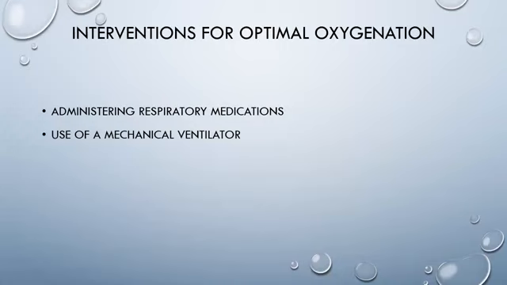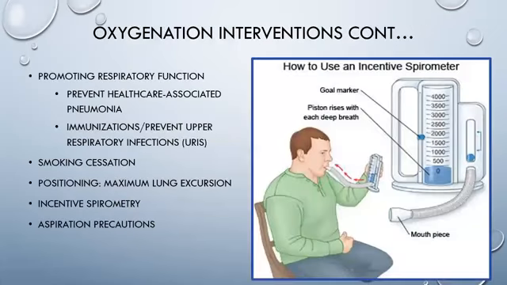Same kind of thing. And then use of a mechanical ventilator, that's another intervention we could use. So a mechanical ventilator is a machine that assists a patient to breathe. Usually the patient is intubated before being placed on the ventilator. An endotracheal tube or a tracheostomy tube is connected to oxygen tubing, and that kind of thing. Okay, so we'll talk a little bit more about those tubes here in just a slide or two.